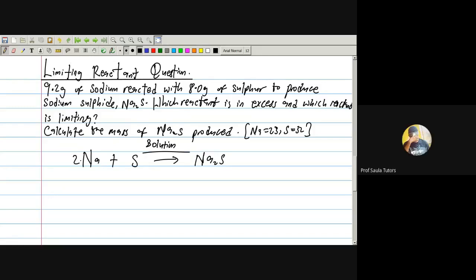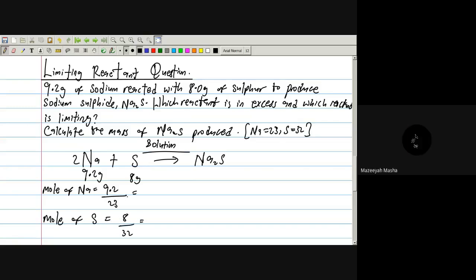Now, we want to know they gave us 9.2 grams of sodium from the question, and they gave us 8 grams of sulfur from the question. So firstly, let us find their moles, right? Are you there? Yes, sir. So mass over molar mass. So 9.2 over molar mass of sodium is 23. Please use your calculator for that. Also, you calculate mole of sulfur, and that's mass over sulfur is 32. So let's calculate the mole.